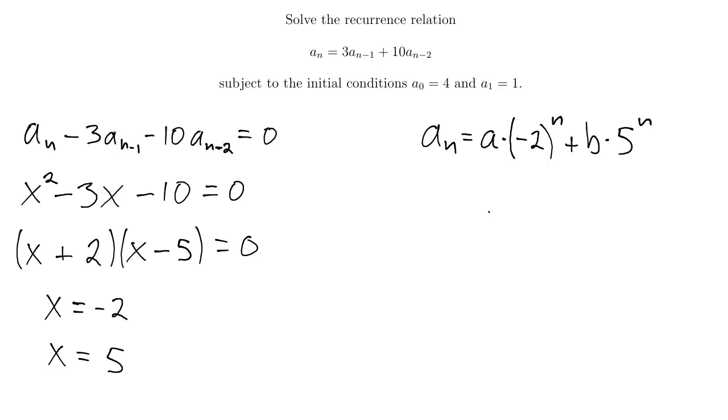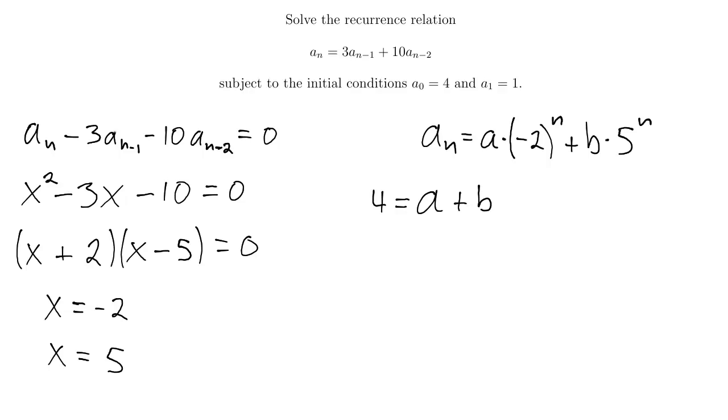Now, I can figure out what a and b are using my initial conditions. So let's go ahead and try that. I have these two initial conditions. When I plug in n = 0, I should get 4. So I have 4 is equal to a times negative 2 to the 0. Negative 2 to the 0 is 1, so this just becomes a. And then I have b times 5 to the 0. 5 to the 0 is 1, so just plus b.